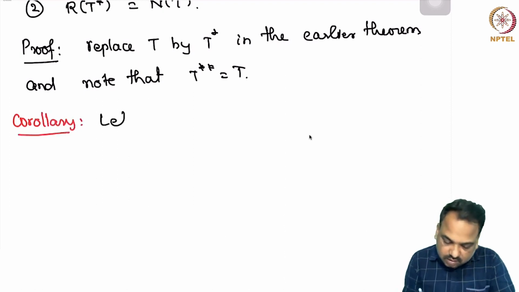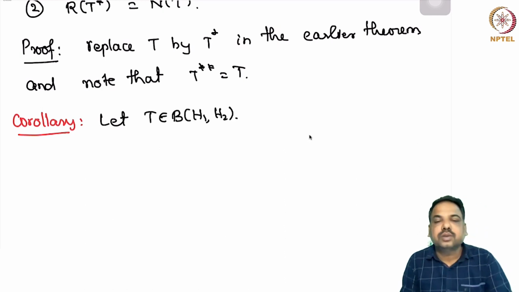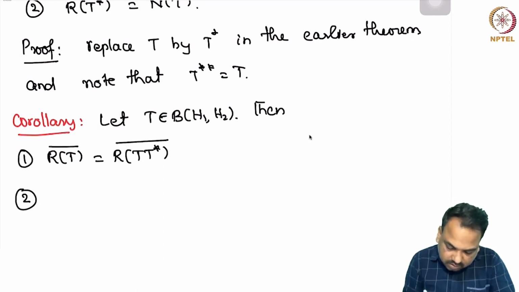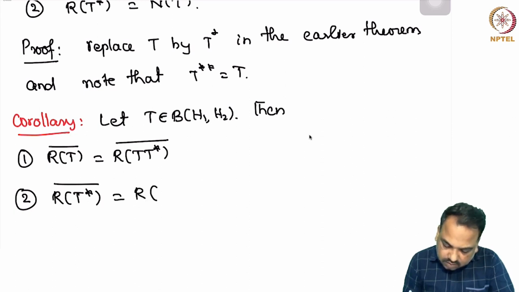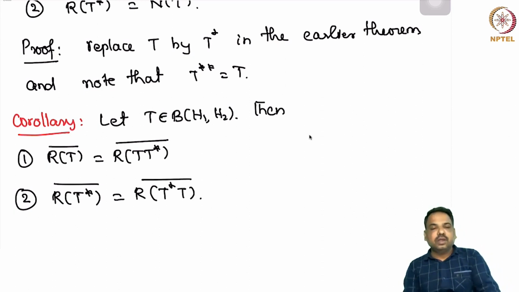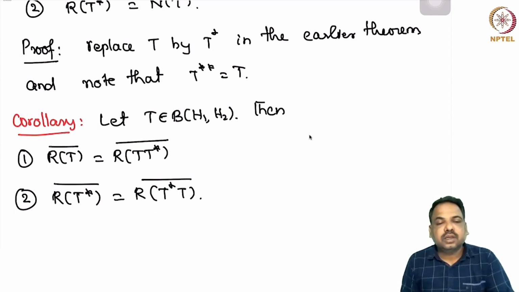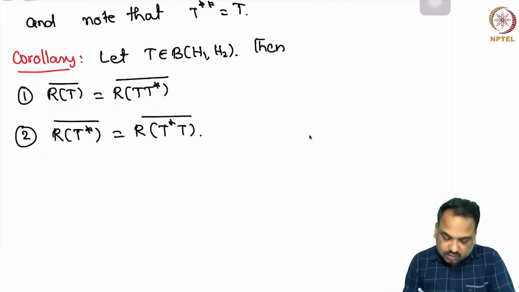Let us take T to be a bounded operator from H1 into H2. Then we have range of T closure is nothing but range of T star closure, and range of T star closure is range of T star T closure. Again, if you are able to show the condition 1 is true, then we can replace T by T star and use the fact that T double star equals T to get the condition into proof.